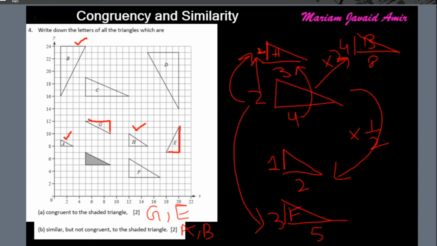And let's try D. This is 1, 2, 3, 4, 5 units here, and there we have 1, 2, 3, 4, 5, 6, 7, 8, 9, 9 units here. Can I multiply this with a single number to get these lengths? No, I doubt it. And then we have 3 here and 1, 2, 3, 4, 5, 6, 7. Can I multiply 2 and 4 with a number to give me 3 and 7? No, I can't. So I guess A, E, and A, B are the answers for part A and B.